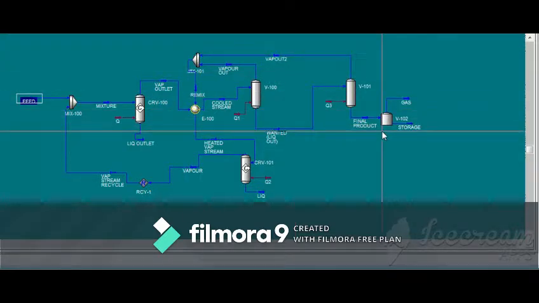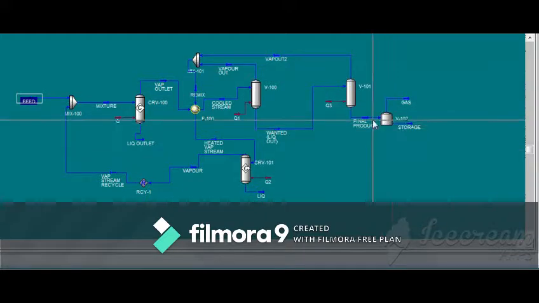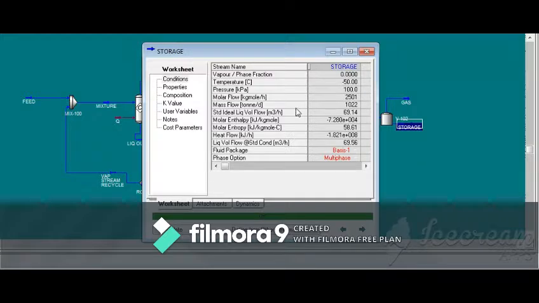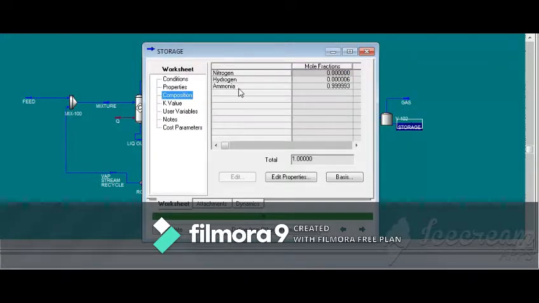So the final product will then be stored in the storage tank. As you can see from here, the mass flow rate is 1,000 tons per day, with the composition of ammonia 0.999993. So it eventually meets our target.